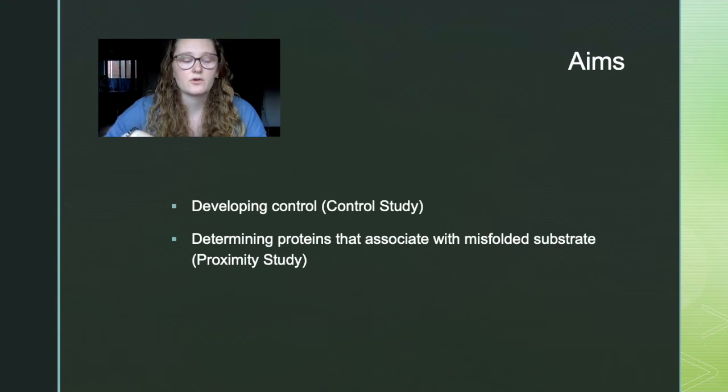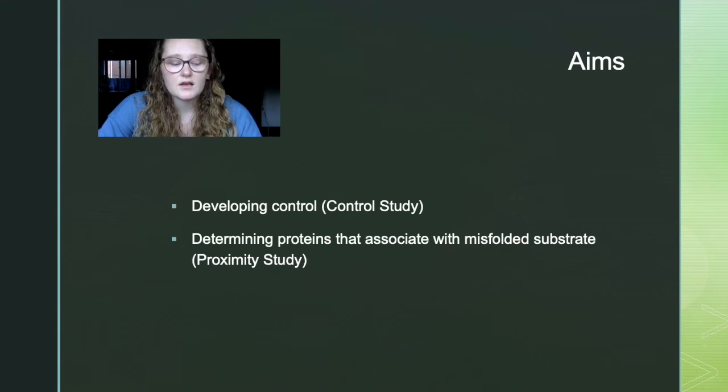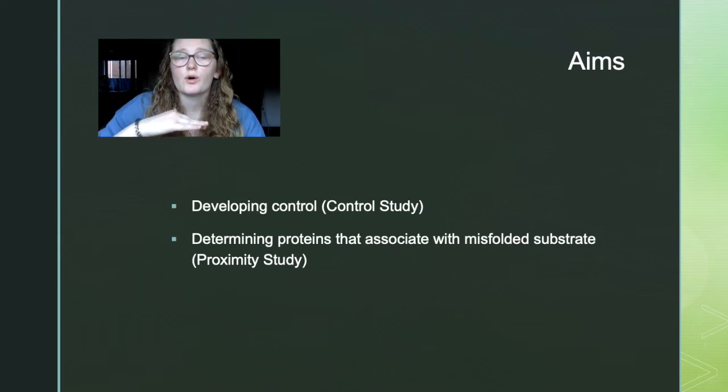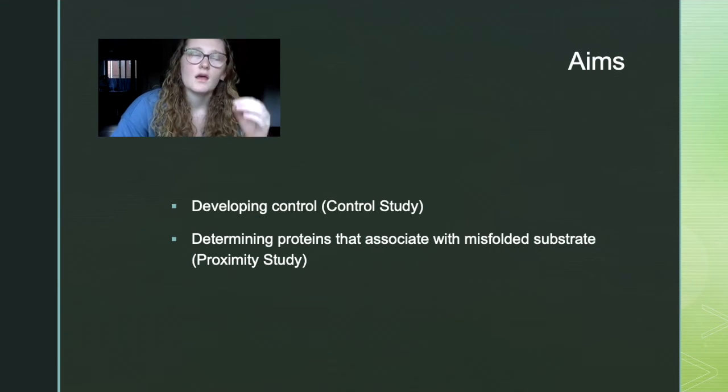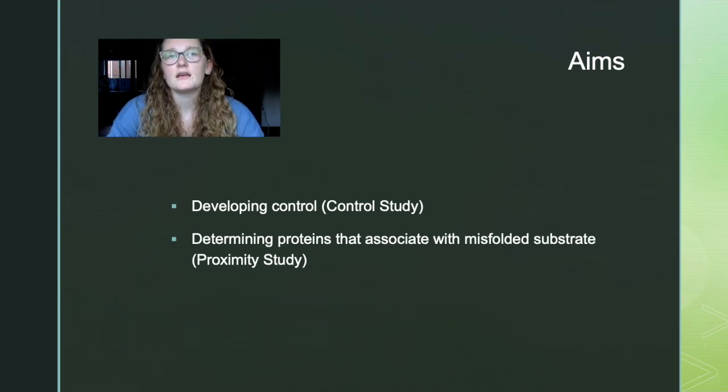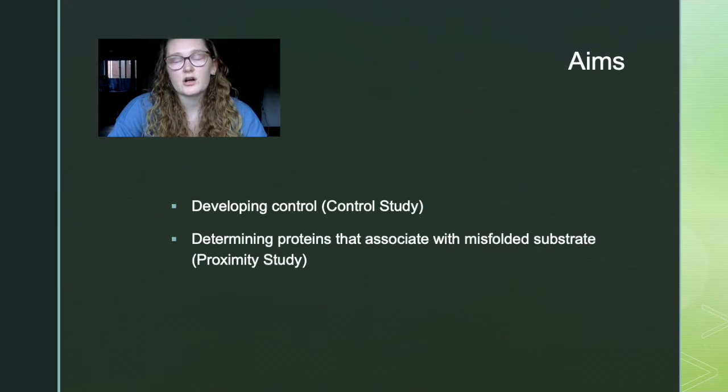So the control study, our lab has already made a protein, it's called GD star, that has a temperature-sensitive mutation. So above a certain temperature, it is mutated and it is prone to aggregation. So this is really good for us to study because we can control when it aggregates, and then we can study that. But we need a control for our experiments to study GD star.